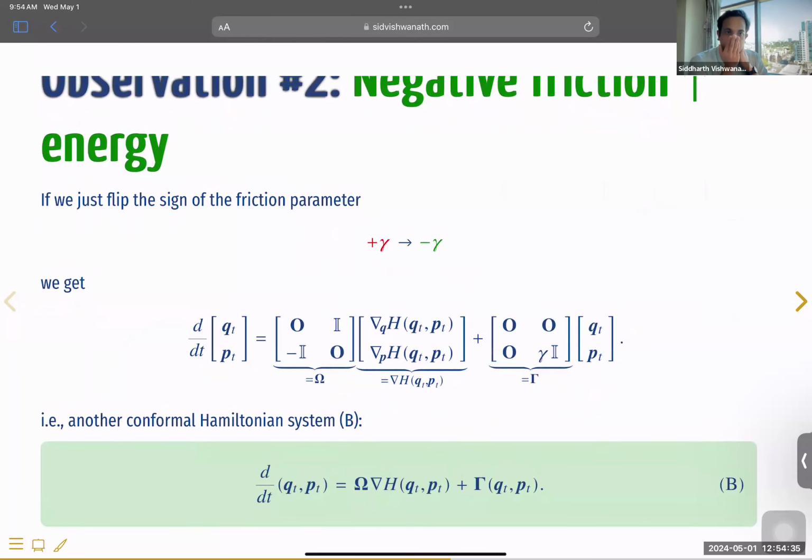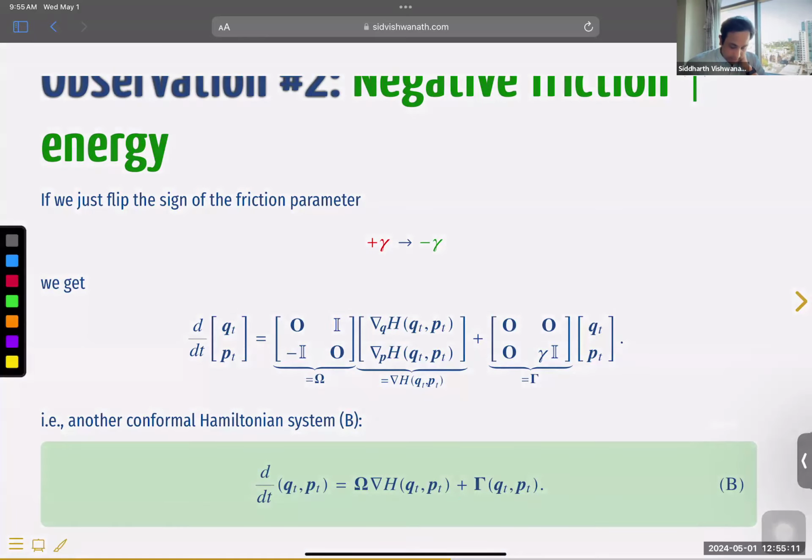Okay, so now what we thought was, what would happen if you just flip the sign of the friction parameter. Instead of having positive friction, which is damping the system, if you flip the sign, then instead of a dissipative system where you're losing energy, now you're gaining energy as time progresses along your flow. This isn't going to change the geometry of the problem, so you still end up with a conformal Hamiltonian system.